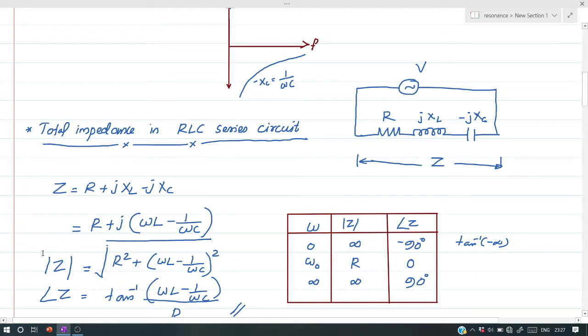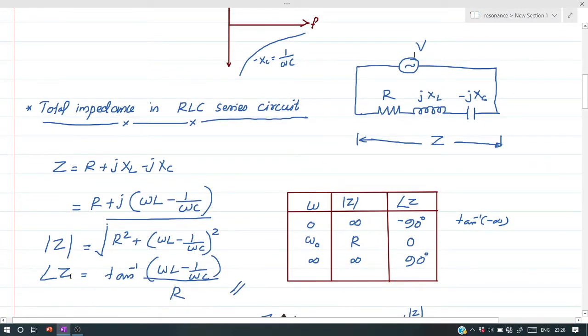So from here, the magnitude of this impedance can be written as root of R square plus omega L minus 1 by omega C whole square. And phase angle can be written as tan inverse, this imaginary part divided by the real part. That is tan inverse of omega L minus 1 by omega C, all divided by R.